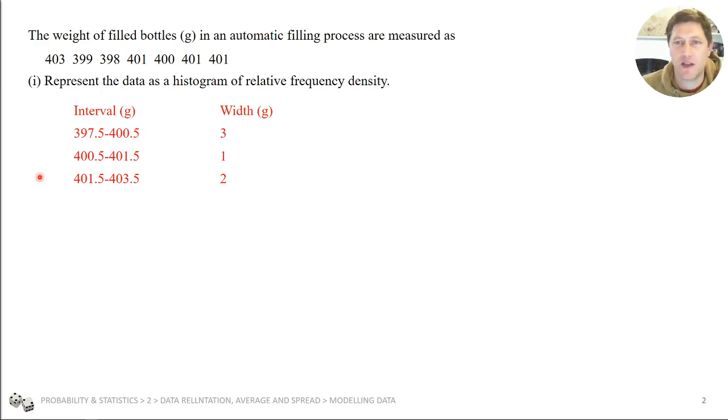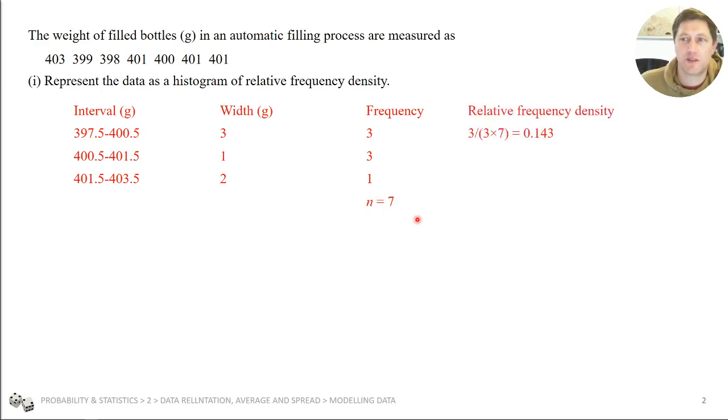It's perfectly fine to have varying width of each interval, because when we find the frequency density we're dividing by the width, so that takes account of the fact that they are different widths. So then we count the number of data within each interval, 3, 3 and 1. When n equals 7, that's the total number of data points.